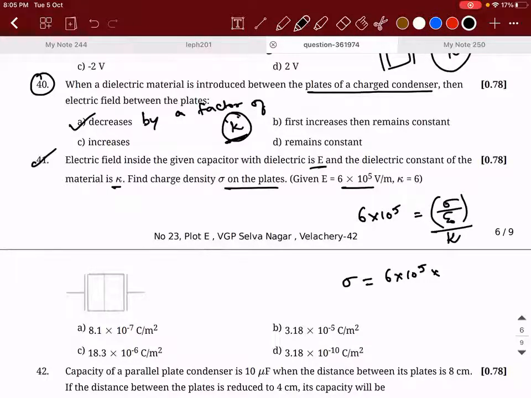No. Kappa is given. One minute. So kappa is 6. Correct. 6 into 10 power 5 into 6 into, what is the value of epsilon naught? 8.85 into 10 power minus 12. So multiply everything, that will give you the answer. What is the option? B, sir. Correct.